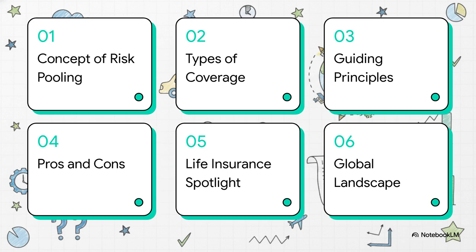Okay, let's dive into this. Here's our agenda for today. 1. The concept of risk pooling. 2. 8 types of coverage. 3. The 7 guiding principles. 4. Advantages versus disadvantages. 5. A spotlight on life insurance. And 6. The global insurance landscape. We're taking a structured, logical journey from your individual personal risk all the way up to the global economic scale.